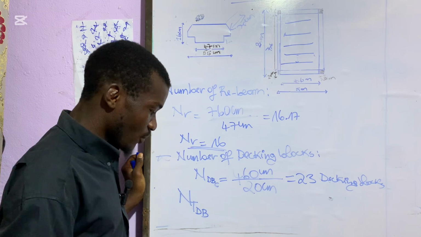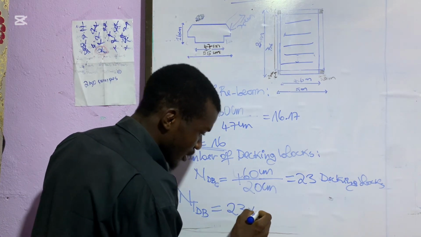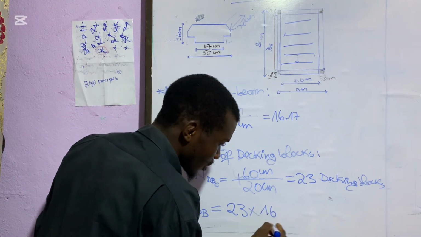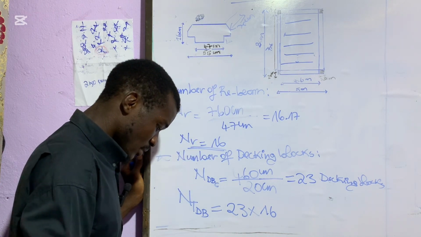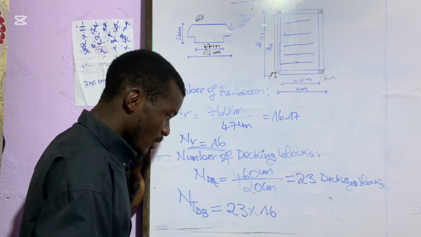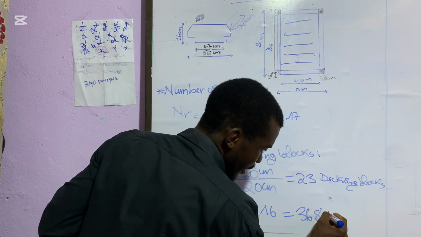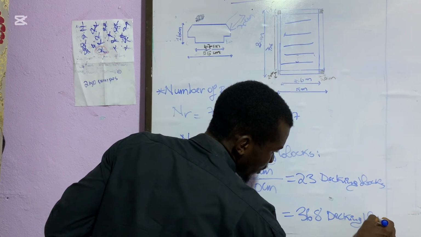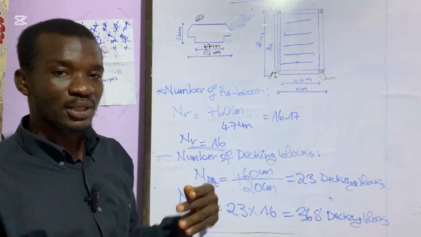The total number of decking block will be equal to 23 times what? Times the number of rib-beam that you obtained after your calculation. That's 16. It will give you 23 times 16, which is 368 decking blocks. So the total number of blocks that you need to concrete this slab will be 368.